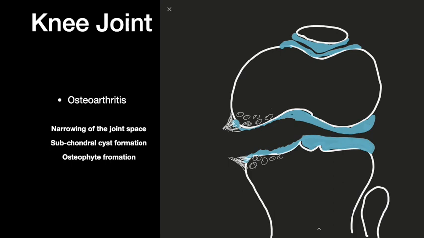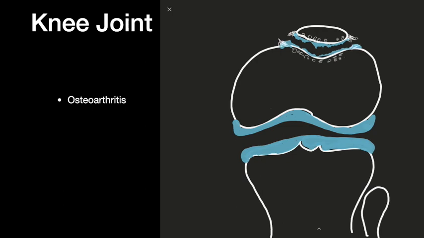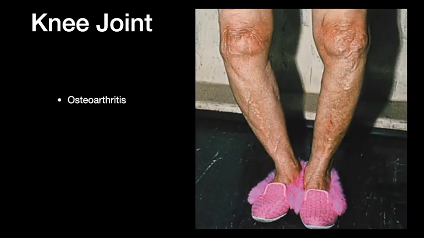Now, this condition does not only happen on the medial side, but predominantly that's where it starts for osteoarthritis. It also starts at the patellofemoral joint, and they have the same thing. They also have got cyst formation as well as osteophytes. Now, I've got this picture here about a gentleman who suffers severe osteoarthritis.